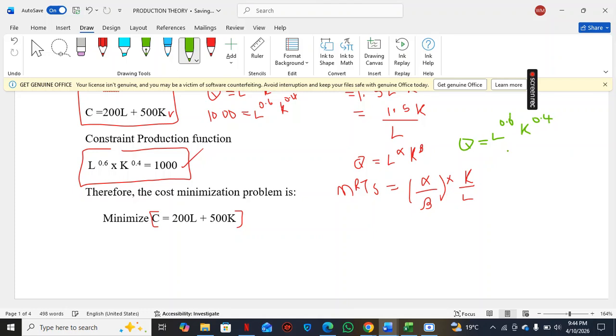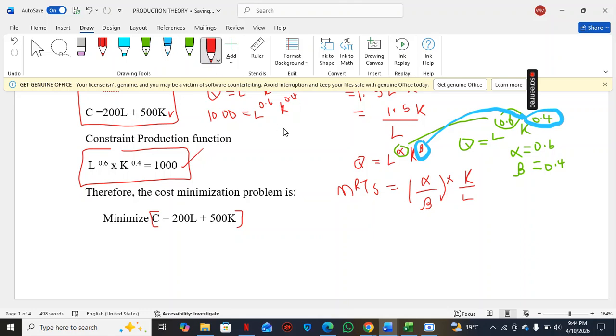Okay. So our alpha in this case, basically the exponent for labor, is 0.6. Beta, which is the exponent for capital, is 0.4. Okay. Alpha is the exponent of labor. Beta is the exponent for capital.